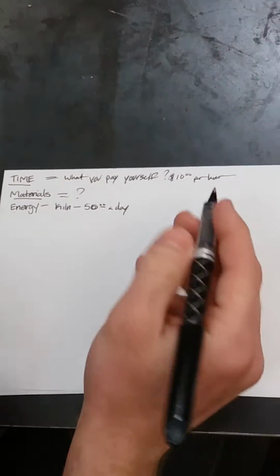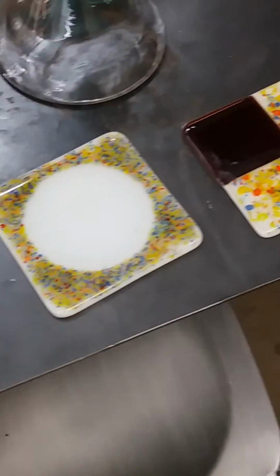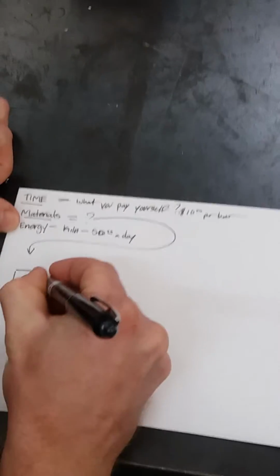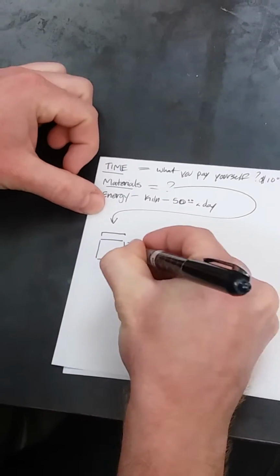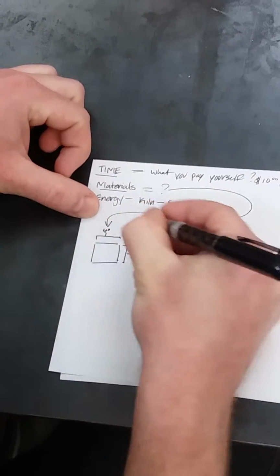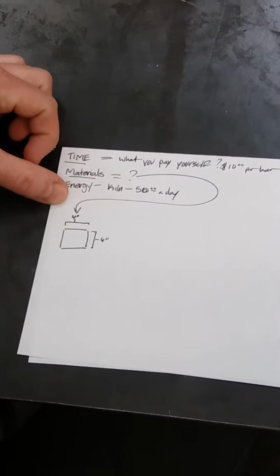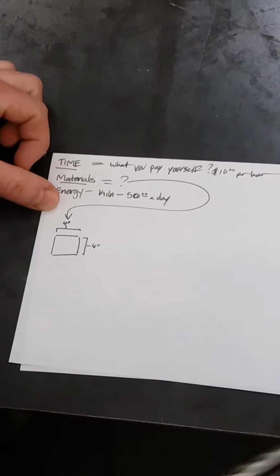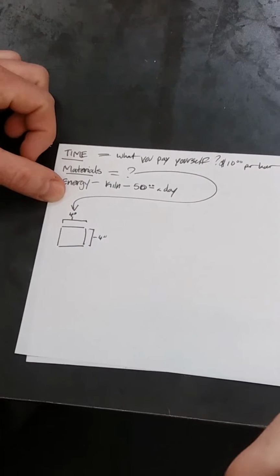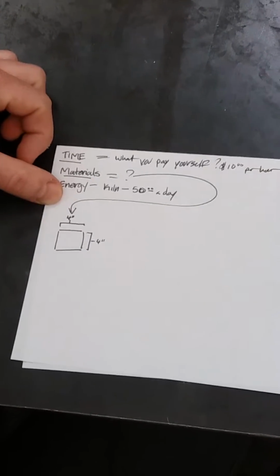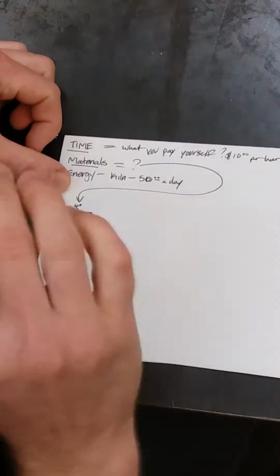So if we're going to do a coaster, it's 4x4. Sorry, 4 inches by 4 inches. Most of the time they have 2 layers of glass to make that thickness, and that's normally what we want. There's some decoration on top, we'll get to that in a second. Roughly, they're 2 layers of glass thick.